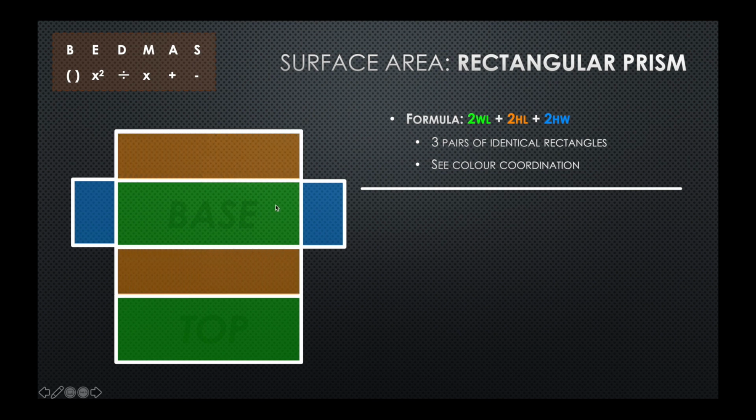And then lastly, the orange ones are my height times length. So again, it shares that length from our first pair, and it has the same height, and there are 2 of them. So that's why the formula looks the way it does.